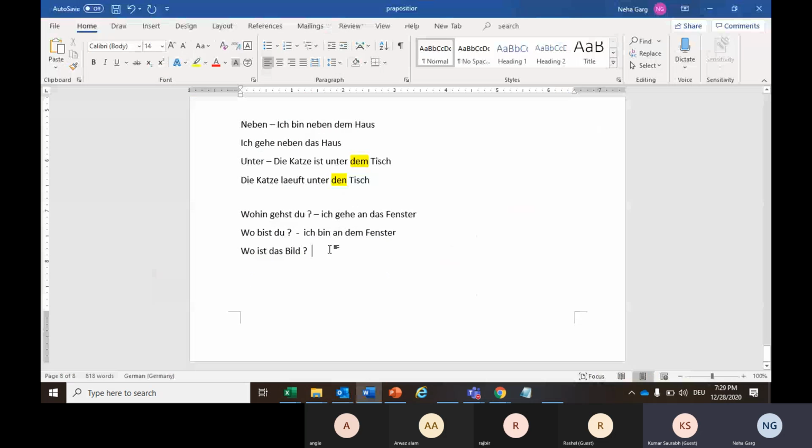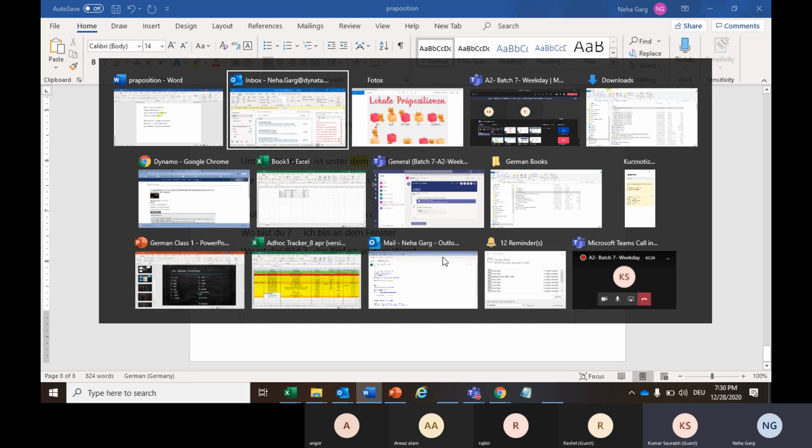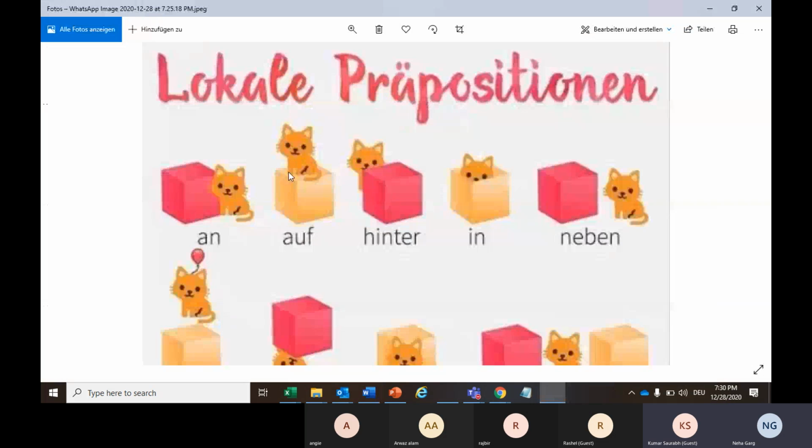So for example, in this case, wo ist das Bild? Here also it would be das Bild ist an der Wand, because that is at the wall. It's not on top of it, but at it. So that is how we use an. Then auf, on top of something. It's not an, this is auf.